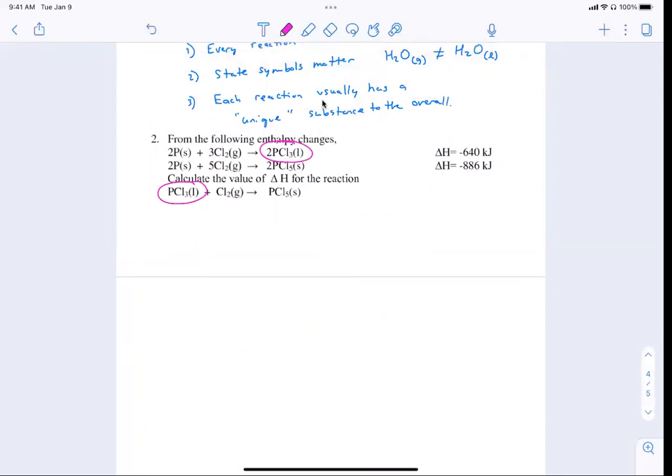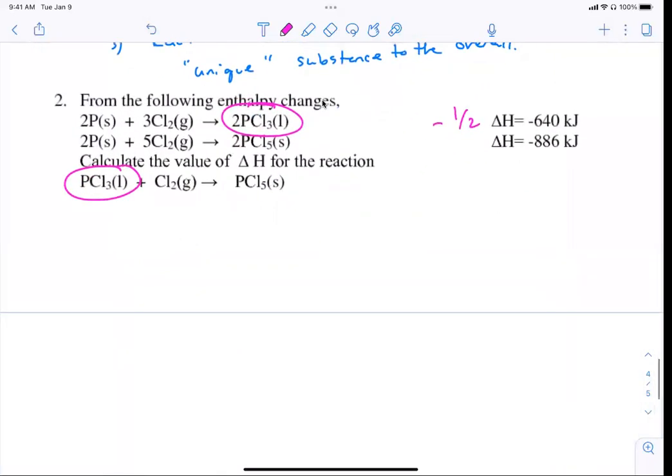So what you have to do is flip it. So you have to do -1/2 here, which makes this PCl3 yields P plus 3/2 Cl2, which is -1/2 times -640. And I recommend rewriting it out because I think it's easier to see that way.